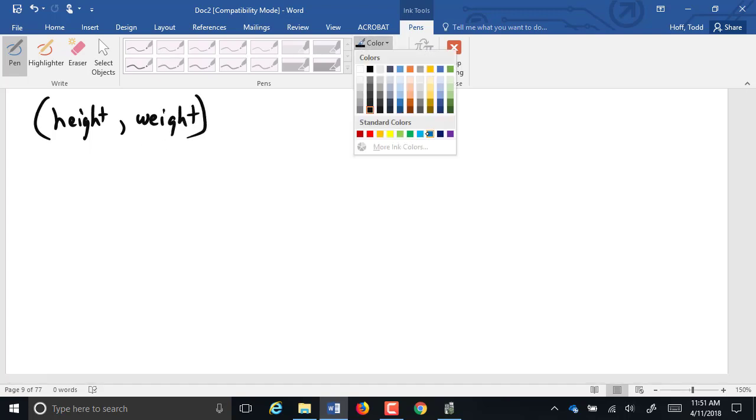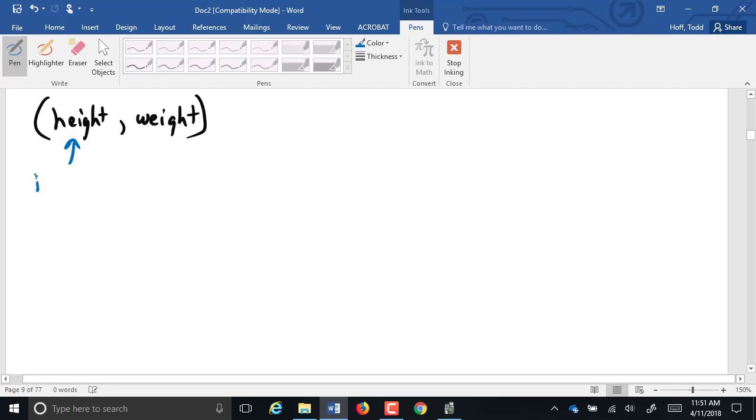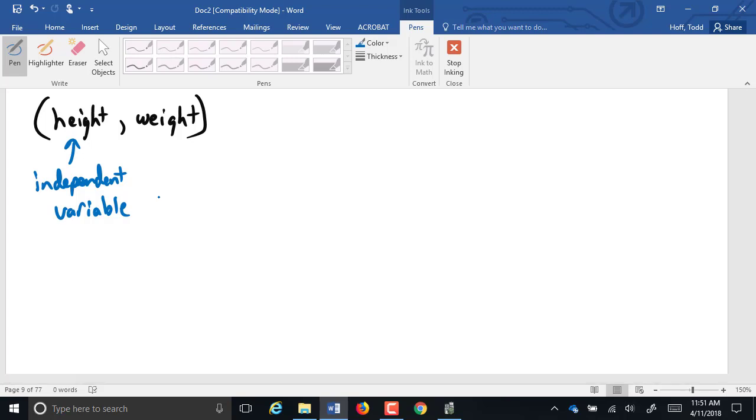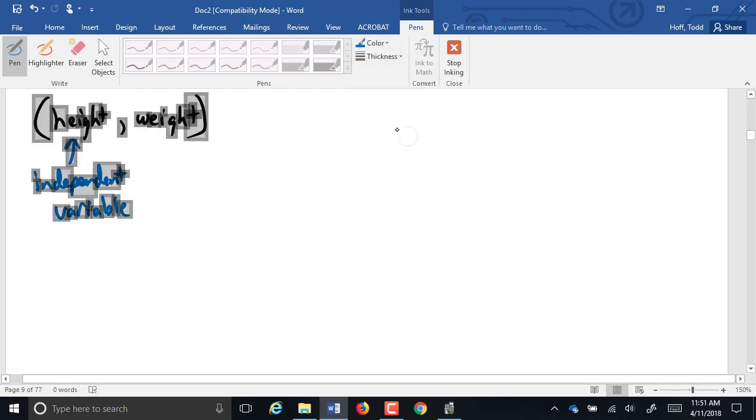Why did we put height first as the independent variable? Now I mentioned the independent variable is the one that we can change freely. A little bit of a condition on that. You can't just pick any height you want to and find somebody who's that height. But there is a little bit of a, I don't want to use the word cause and effect, but there's a little bit of an effect there.